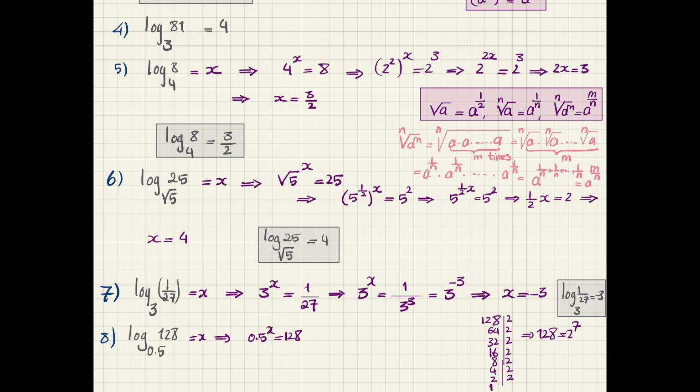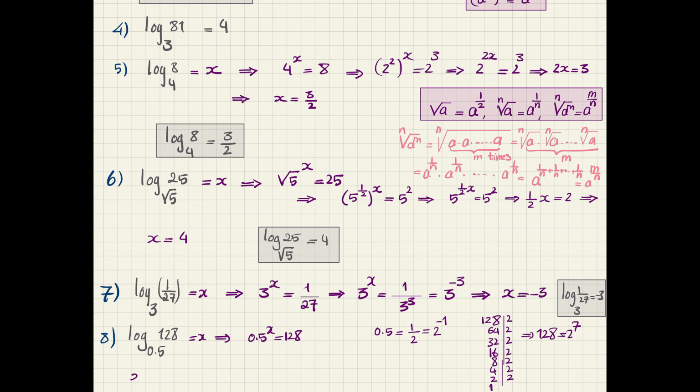And I don't think it is hard for you to understand what is the relation between 0.5 and a power of 2, because 0.5 is nothing except 1 over 2, and 1 over 2 is 2 to the power of negative 1. So now I think everything is ready. So let me rewrite this expression. Instead of 0.5, I put 2 to the negative 1, and instead of 128, I put 2 to the 7.